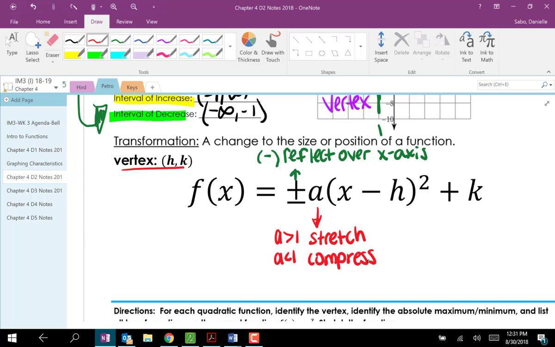Okay, this one's a lot better just because it's a lot easier to see visually. Here's my U shape. If I stretch you, look at that. You got tall and you got skinny. However, if I shrink you, if I compress you, like a compression from a garbage disposal kind of thing, you're going to get wider.